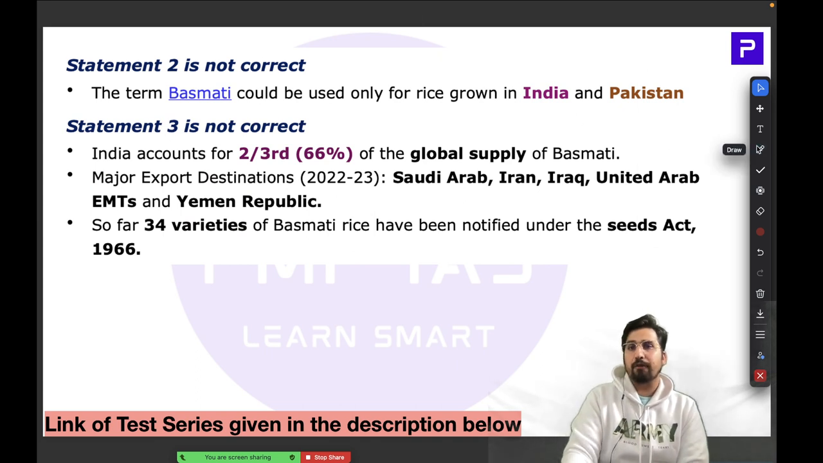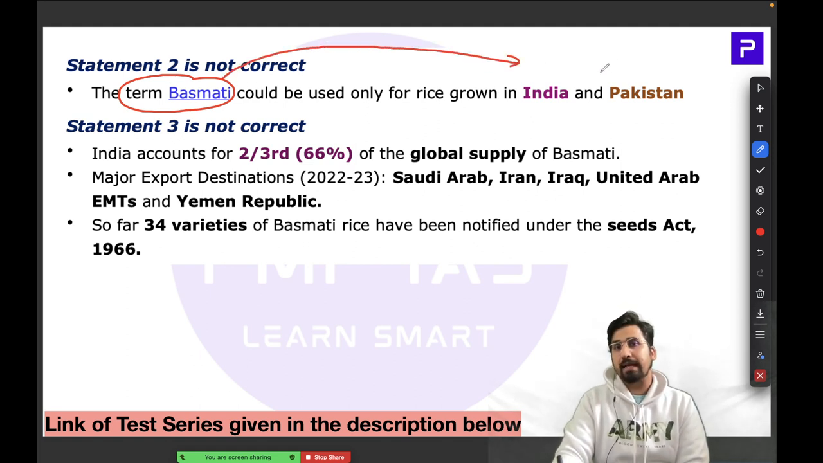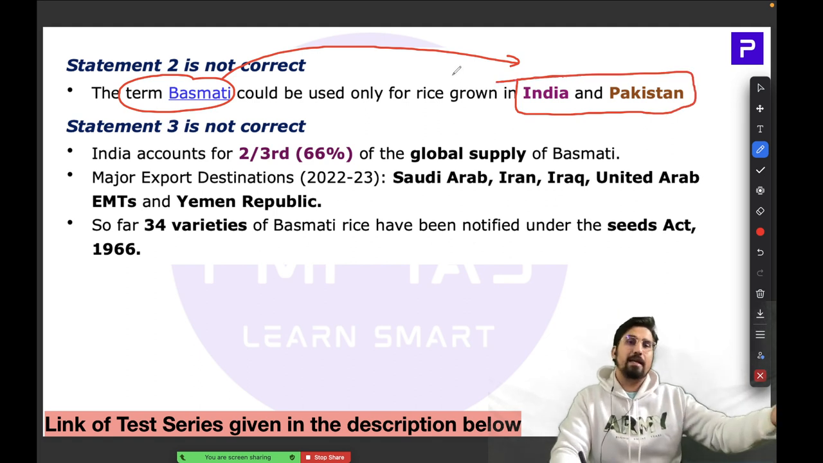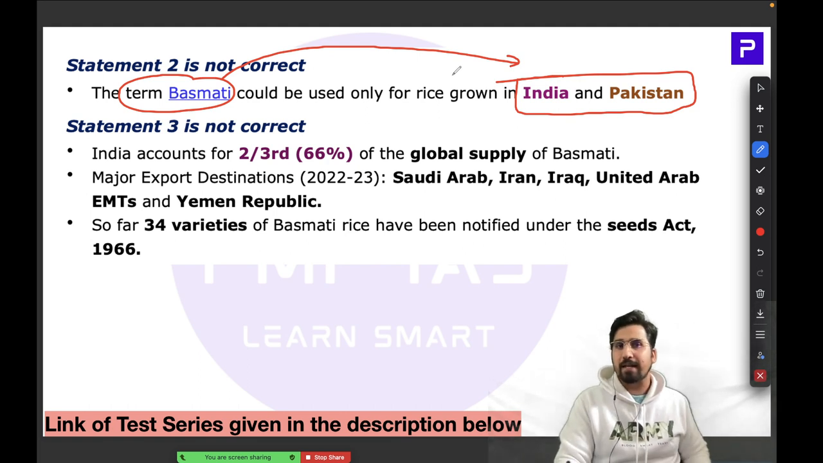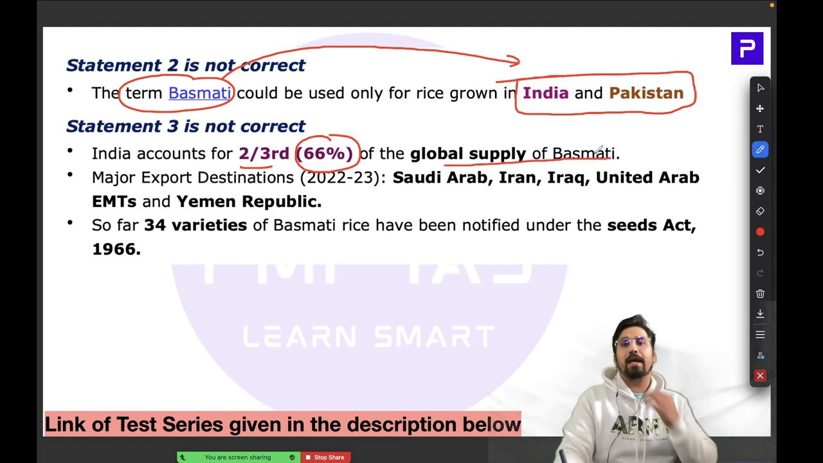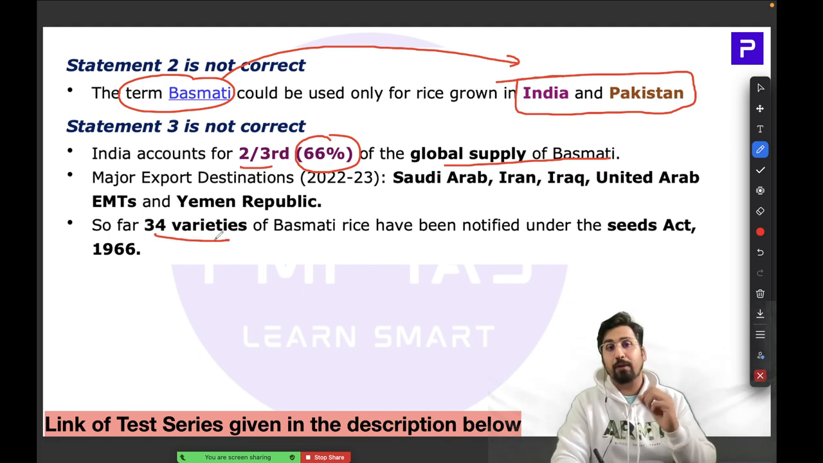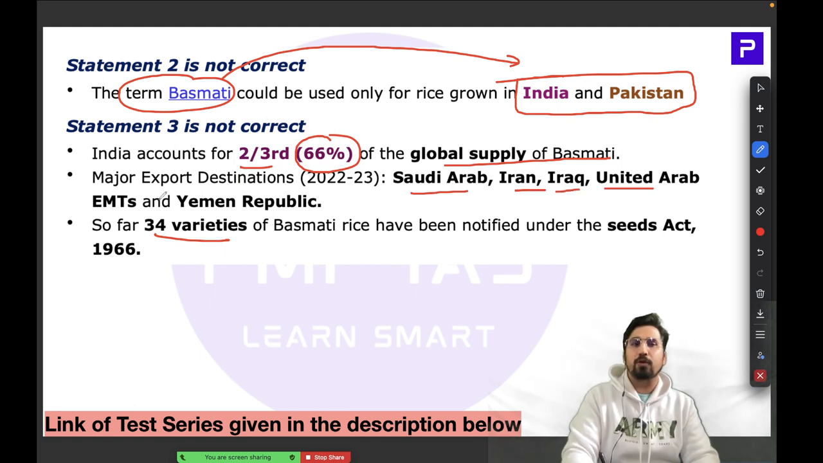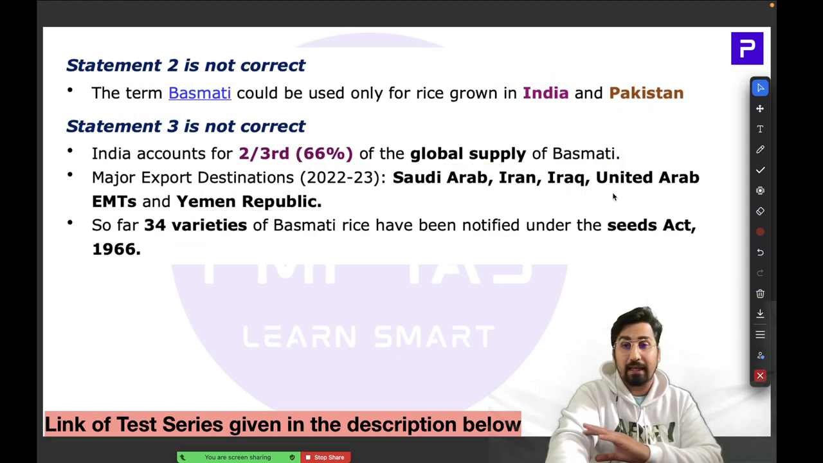Also, please be careful. The term basmati is not exclusively for the rice that we grow in India. The term is also used for the rice that people grow in Pakistan. It is shared by both countries. The name Basmati is for both India and Pakistan rice varieties. India accounts for two-thirds, almost 66%, of the global supply of Basmati. There are more than 34 varieties, with our major export destinations being Saudi Arabia, Iran, Iraq, UAE, and all the Gulf countries, Yemen, and so on. Because in the Gulf, it is the Indian variety of Basmati that is the most famous.